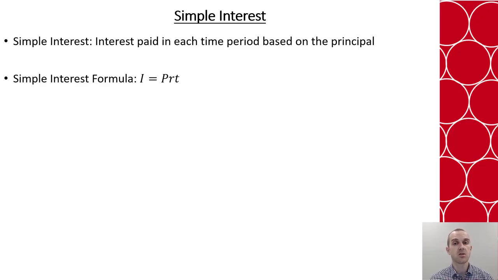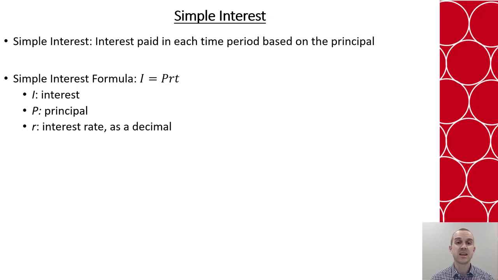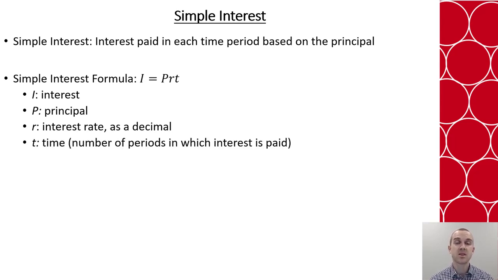Now, what does each of those terms mean? I is for the interest that's accrued during the term of the investment or the borrow. P is our principal, that original amount. R will be the interest rate provided, and that needs to be converted from a percent to a decimal. And remember, we do that by dividing by 100. Time is the number of periods in which the interest is paid.